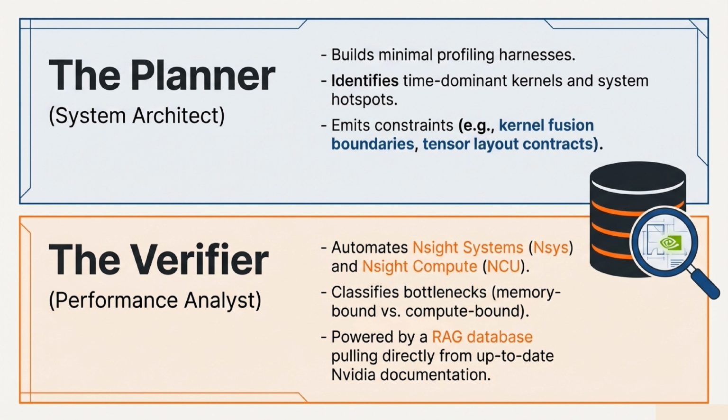Zooming in on the agents, the planner acts as our system architect. It builds minimal profiling harnesses, identifies time-dominant kernels, and emits crucial constraints like kernel fusion boundaries and tensor layout contracts. On the other end, the verifier is our performance analyst. It automates the profiling tools, classifies bottlenecks as memory-bound or compute-bound, and is actually powered by a retrieval-augmented generation, or RAG, database pulling directly from up-to-date NVIDIA documentation.